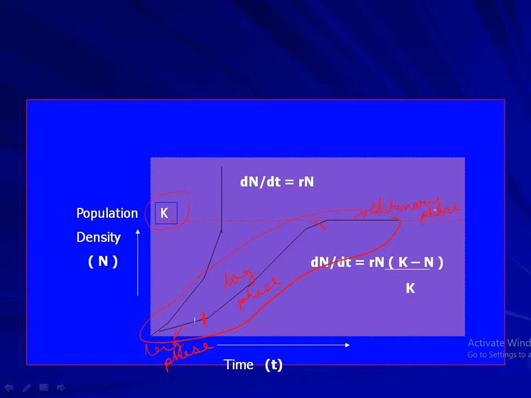Where the population does not increase. So let us see these phases one by one. The first phase is the lag phase. Lag phase denotes slow growth in population.